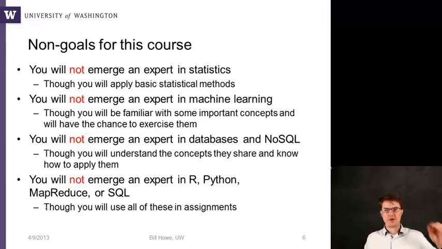All right, so after taking this course, you will not be an expert in statistics. You will not be an expert in machine learning, certainly. You will not emerge an expert in databases or even NoSQL, nor will you have programming proficiency in all these languages. However, you will use all these tools, you will understand the basic concepts of all these tools, and you will have applied many of these tools. Okay.